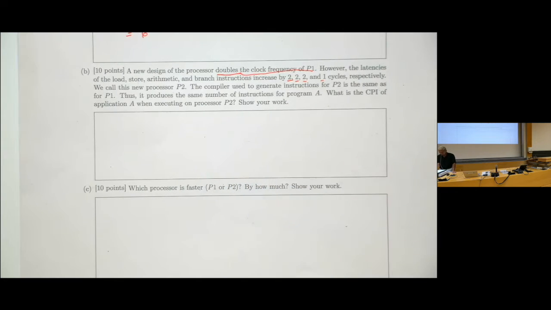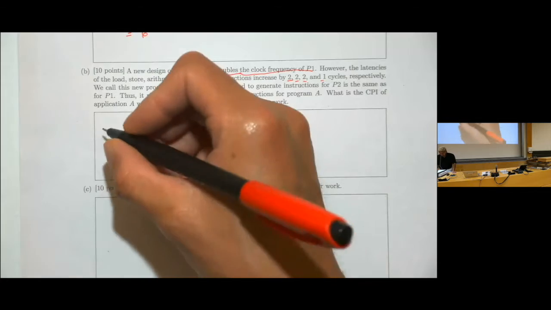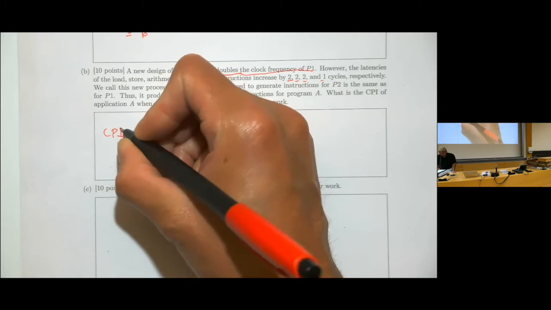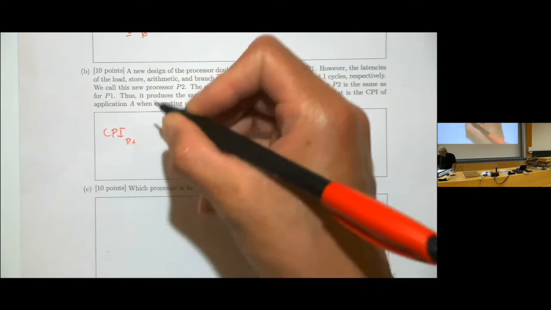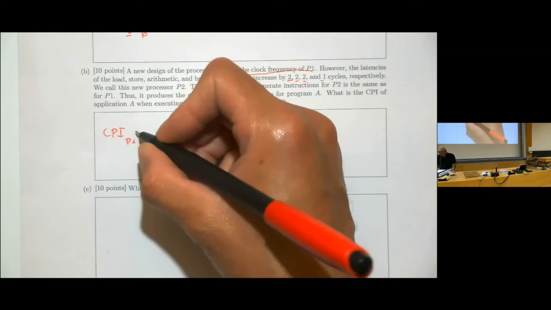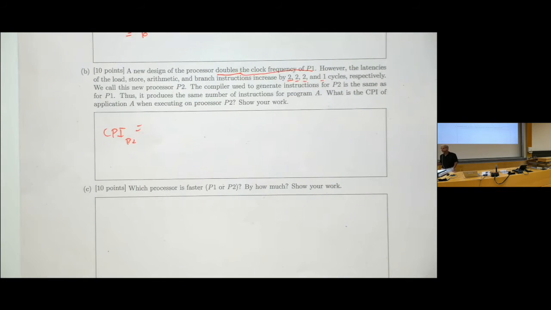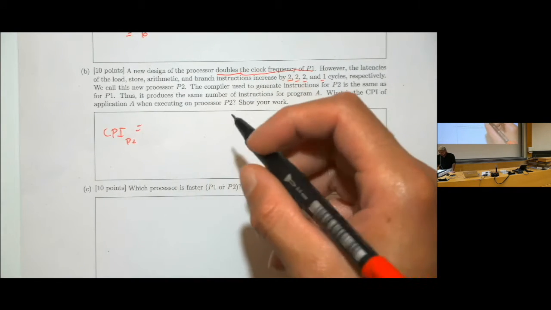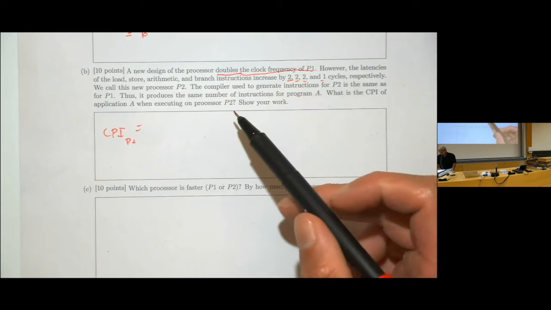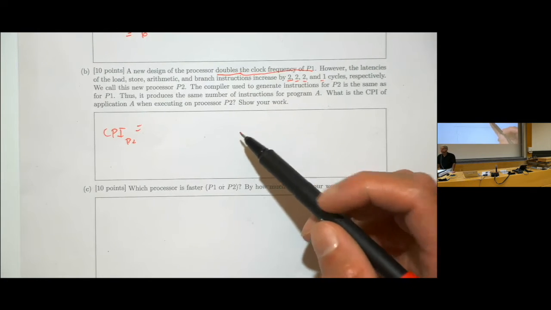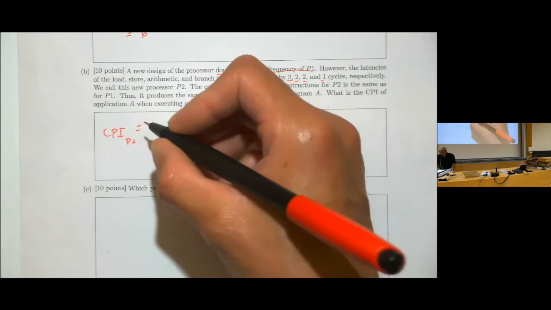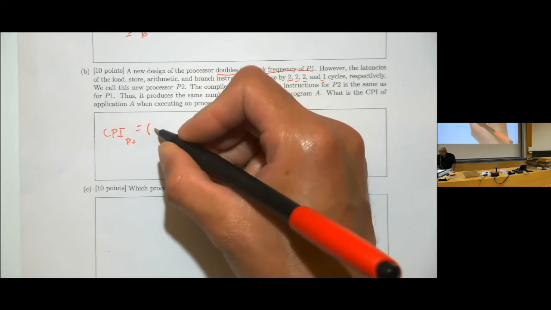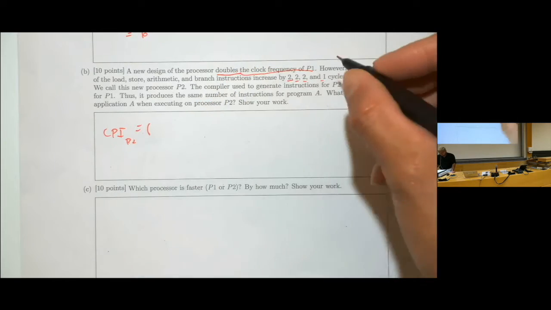Show your work. So it's pretty much CPI of P2. Let me put here P1. Pretty much the same as what we did, but you are going to include those latencies in the CPI calculation. Since we say in the question that the compiler is the same, the breakdown of instructions is going to be exactly the same, so you can keep this.